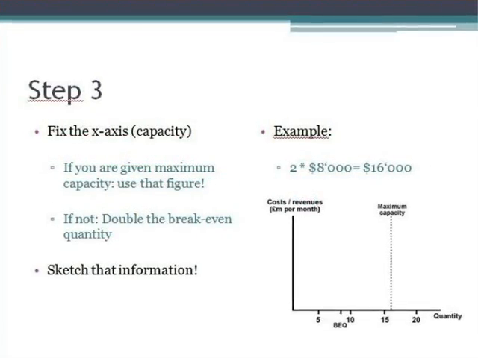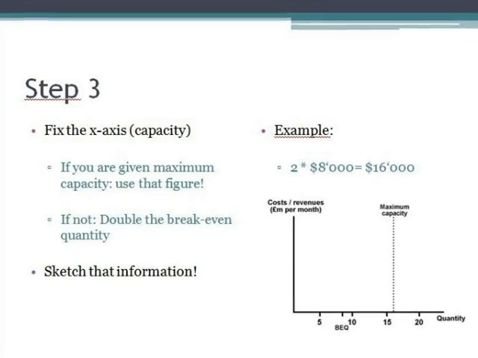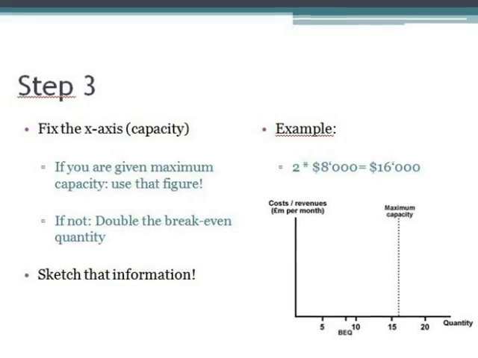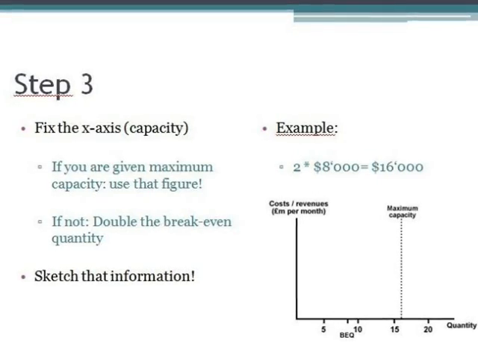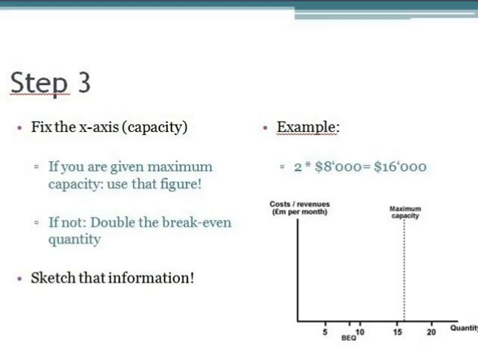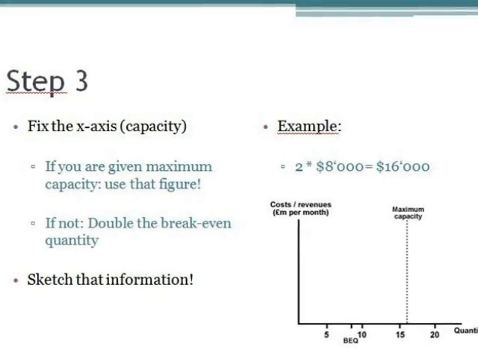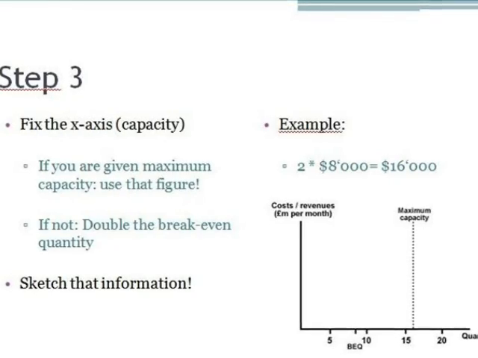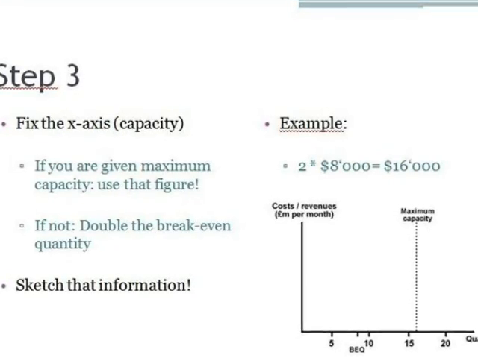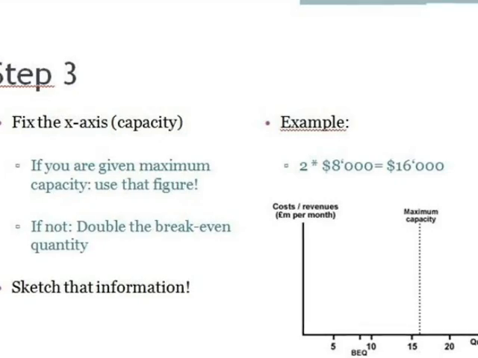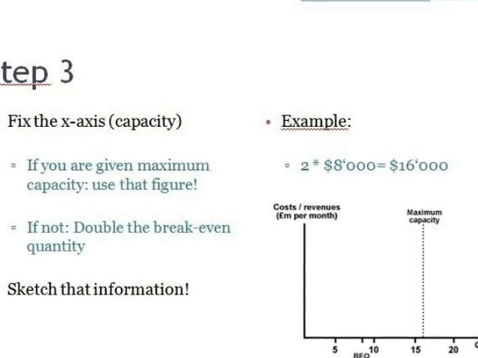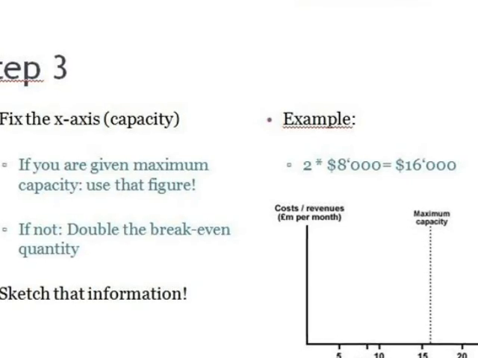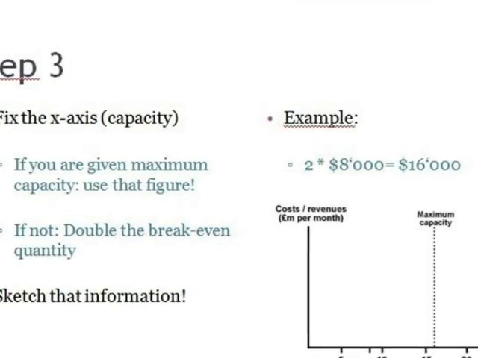The third step in drawing a break-even diagram is fixing the x-axis, which shows the capacity. If you are given a maximum capacity, you need to use that figure. If not, simply double the break-even quantity and you're going to get a good value. Now you need to sketch that information. In our example, we're not given a maximum capacity, so we just double our break-even quantity, which is 8,000, to get 16,000 of maximum capacity. Then we simply draw a vertical line at 16,000.